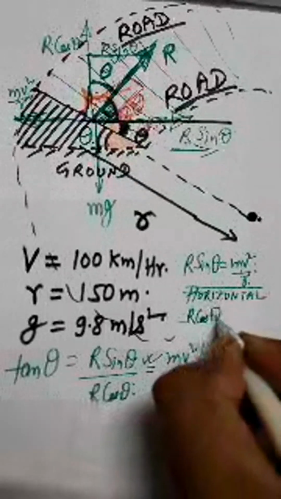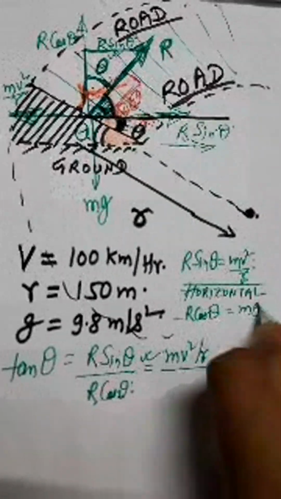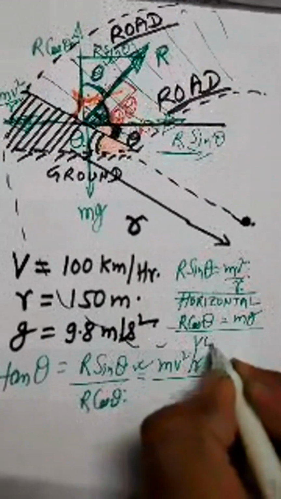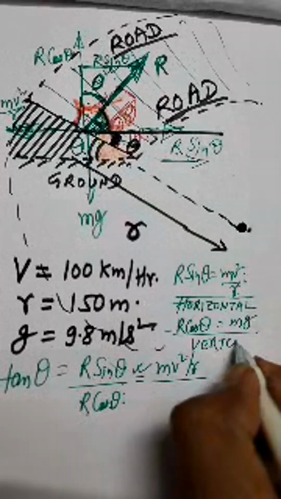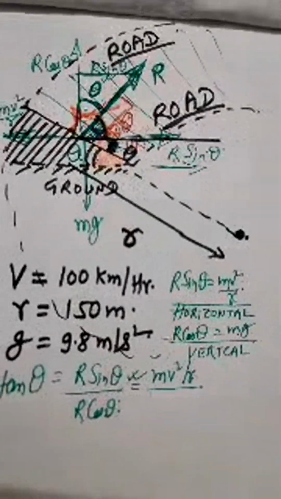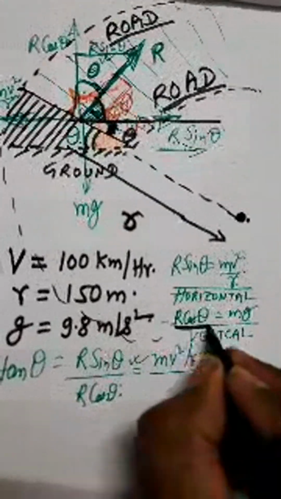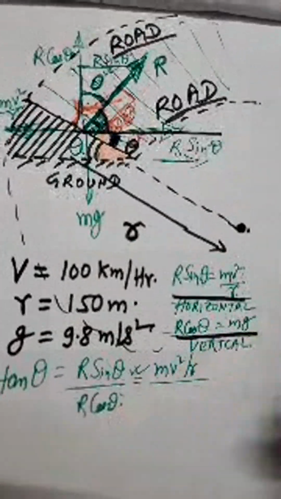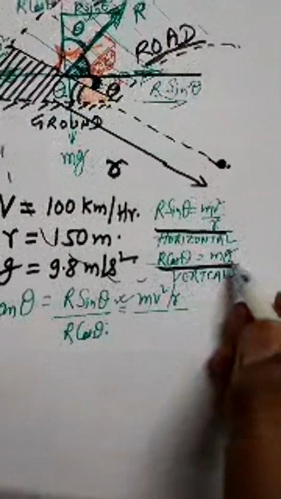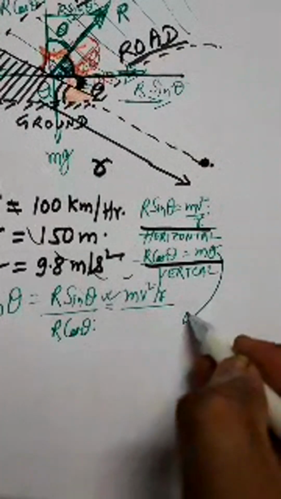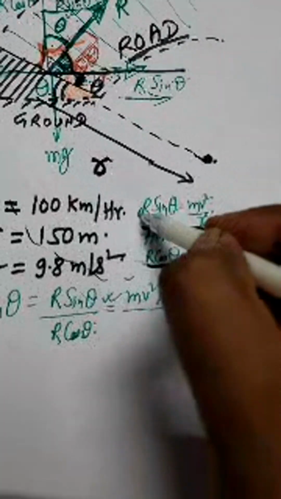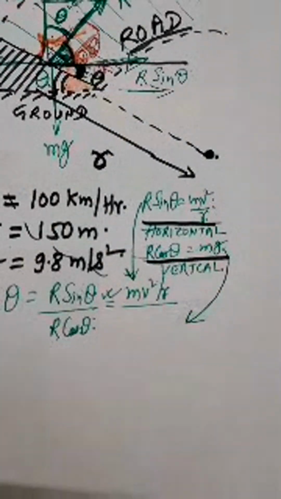R cos theta is equal to mg. Why? Because this is the component of forces acting vertically, and these are compensated. These are vertical and this is horizontal, right? Now in place of R cos theta we can write this one, what? mg. And in place of R sin theta we have already written mv square by r, right?